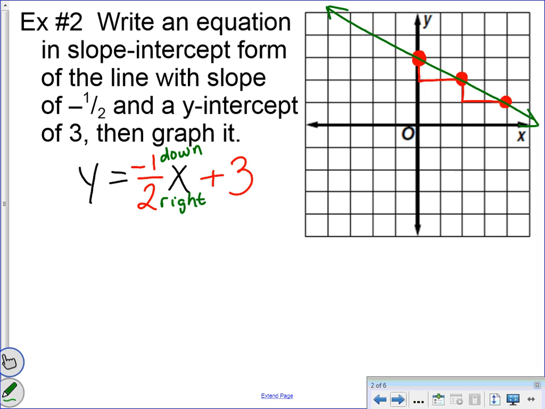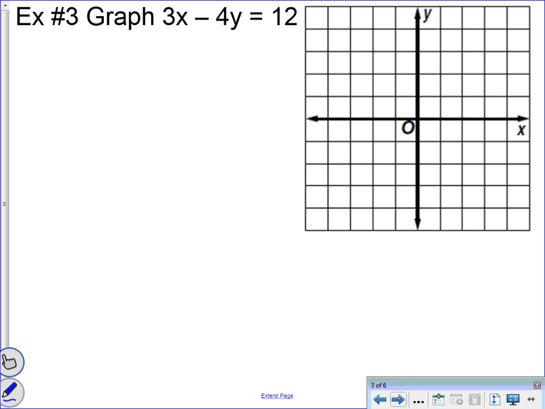So again, start at the 3. Plot it first, and then do rise over run from that point. Now, in this one, you'll notice that it's not in slope-intercept form yet. So our job will be to change it into slope-intercept form so that we can graph it.